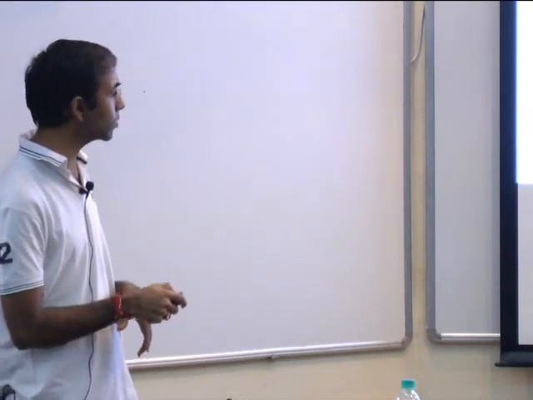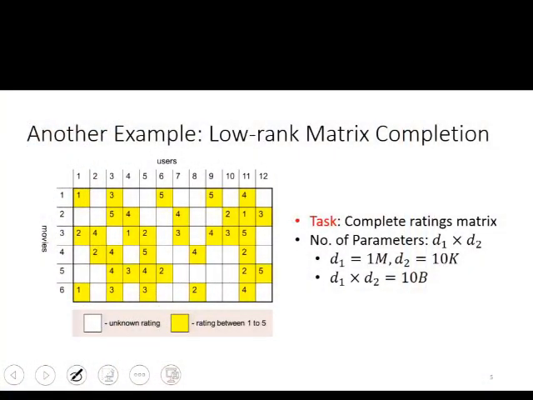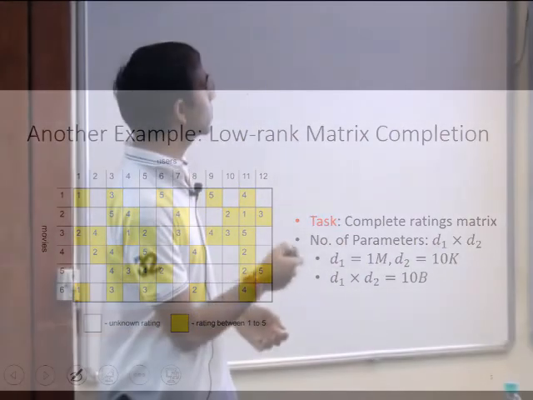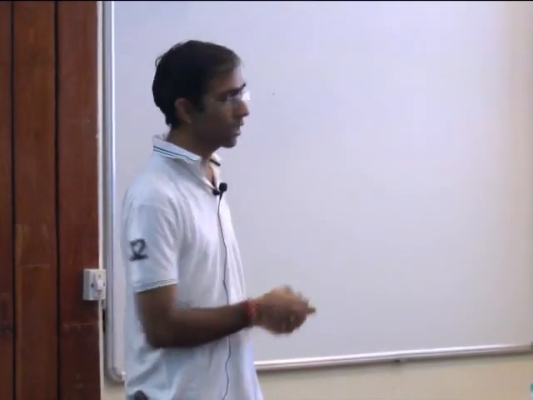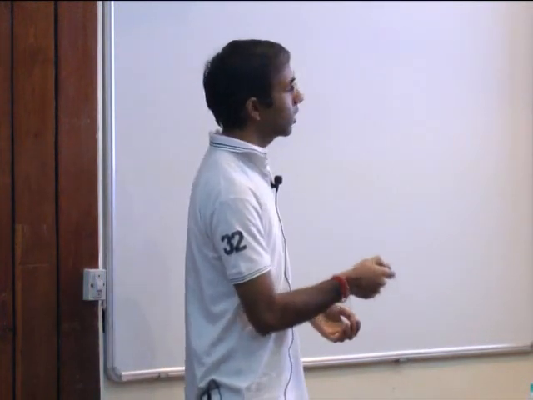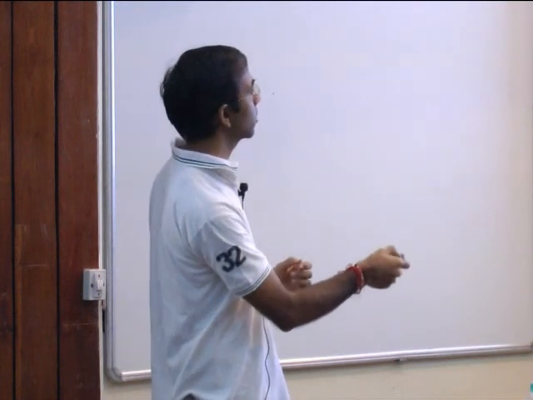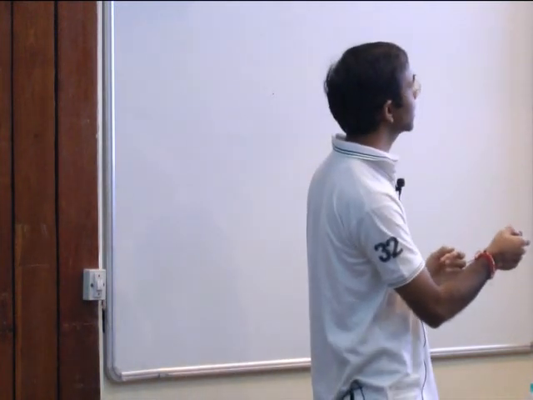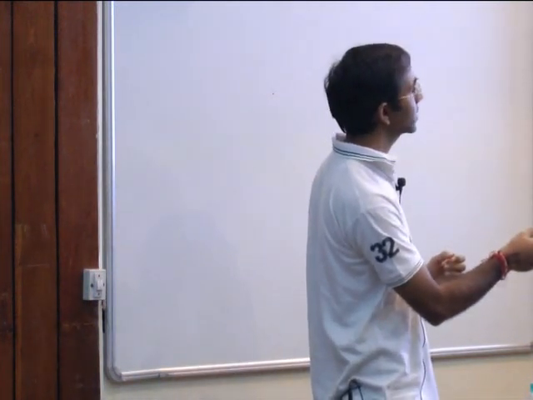So let me give you one more example. This example comes from the world of recommendation systems. Let's say I have a bunch of users and a bunch of movies, and some of the users have rated some of the movies. All these blocks in yellow denote that this particular user, let's say user number 6, has rated movie number 1, and the rating that he has given is 5.